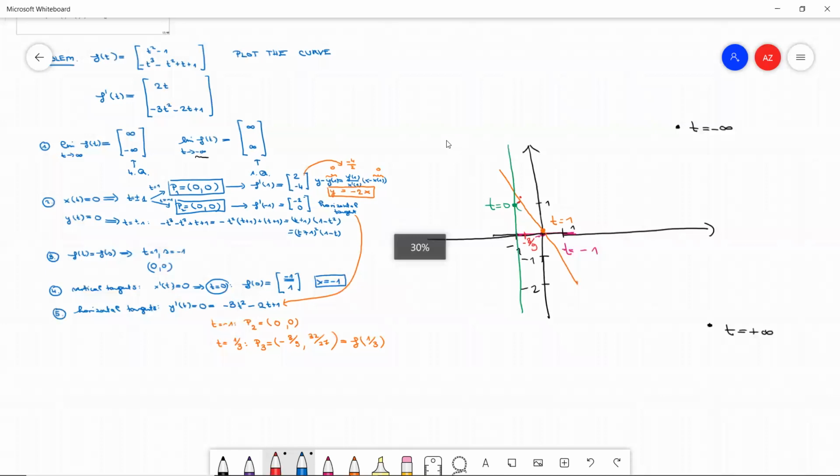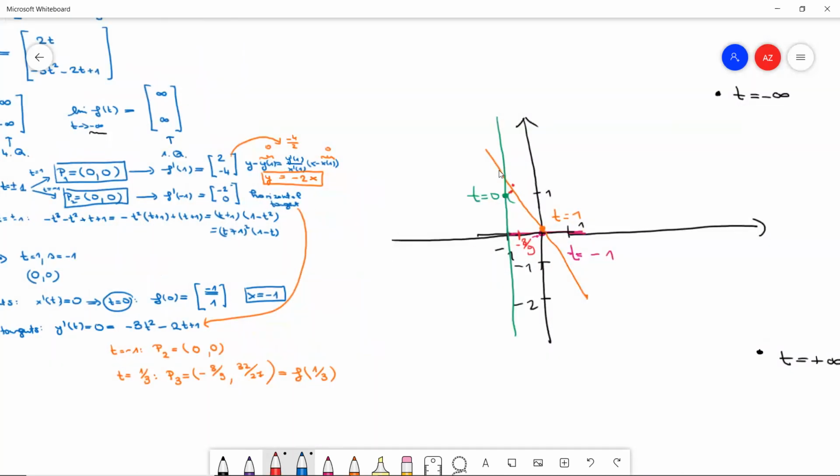In fact, it should be below this. My picture is now too dense, so it should be below this orange line. Otherwise, our curve would be on the other side of the tangent. So I will change this orange line a little bit, and write it a little bit more up. So now this is -8 over 9, and here 32 over 27. So this is the point corresponding to t is 1/3.